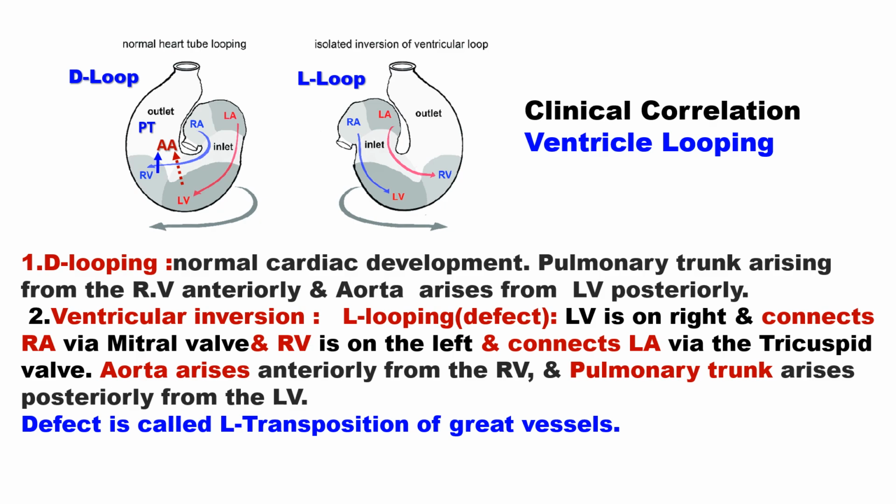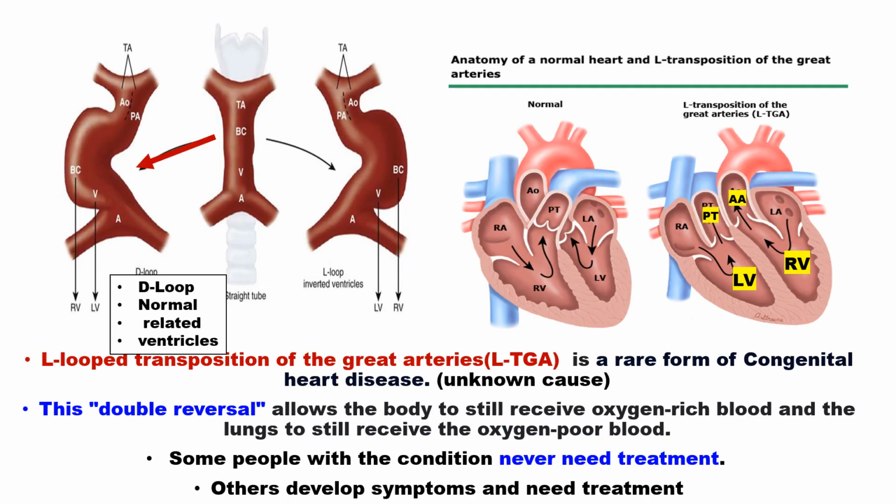In L looping, or ventricular inversion, it is a defect wherein the left ventricle is on the right and is connected to the right atrium via the mitral valve, and the right ventricle is on the left and is connected to the left atrium via the tricuspid valve. The aorta arises anteriorly from the right ventricle and the pulmonary trunk arises posteriorly from the left ventricle. This defect is called L transposition of great vessels. So we have D looping, normally related ventricles, and L looping, inverted ventricles.